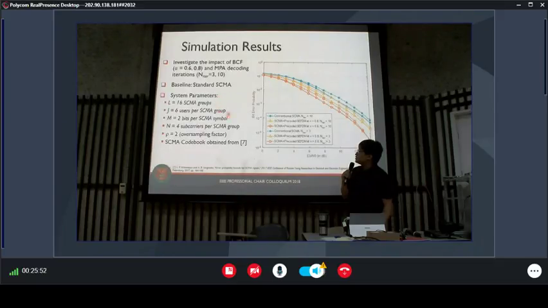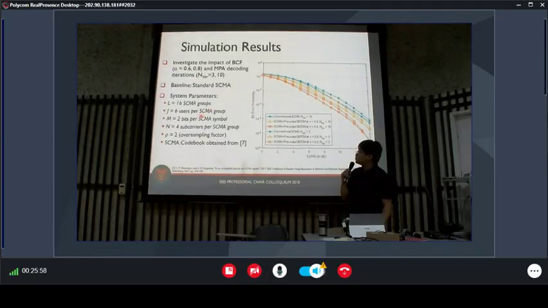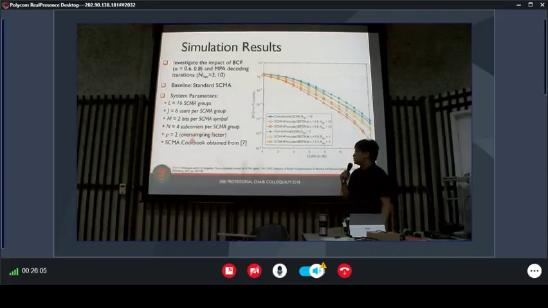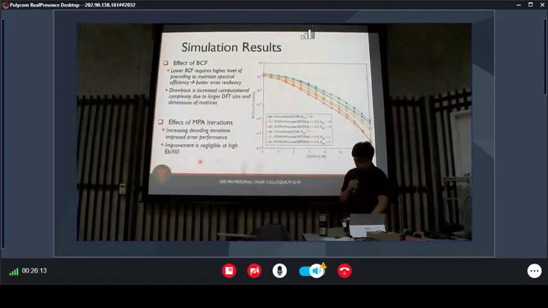These are the following system parameters: L is equal to 16 SCMA groups, J is equal to 6 users per SCMA group, M is equal to 2 bits per symbol, and N is 4 subcarriers per SCMA group, Rho is equal to 2, and the SCMA codebook used was obtained from this paper. Then, from the figure, it can be seen that the lower BCF, bandwidth compression setting, achieved lower bit error probability.